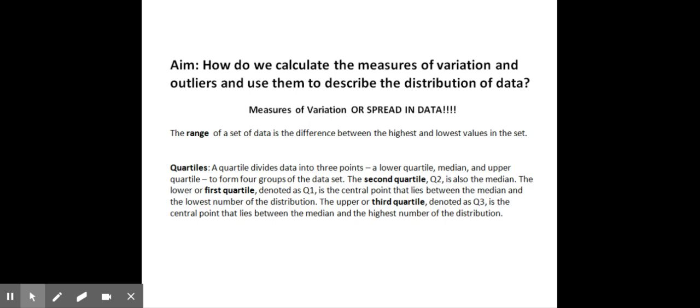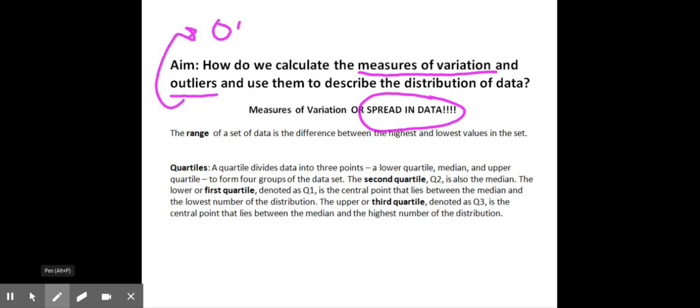Hey guys, so what we're going to do today is look at how to find the measures of variation in data, which is really just how spread apart data is. So we call it our spread in data. We're also going to look to see if there are any outliers. Outliers are numbers that are outside the data, like very far out there. Sometimes it's really hard to see if they're outside the data, so there is a formula that we're going to use to see if it's outside the data.